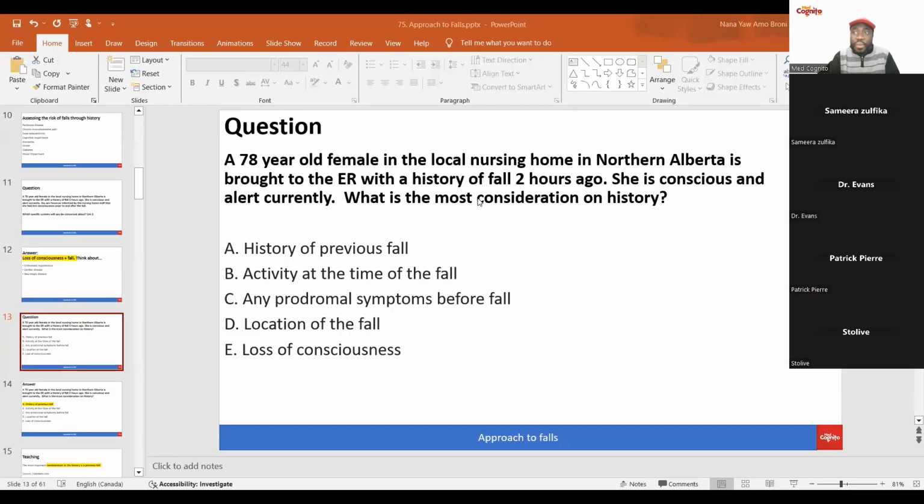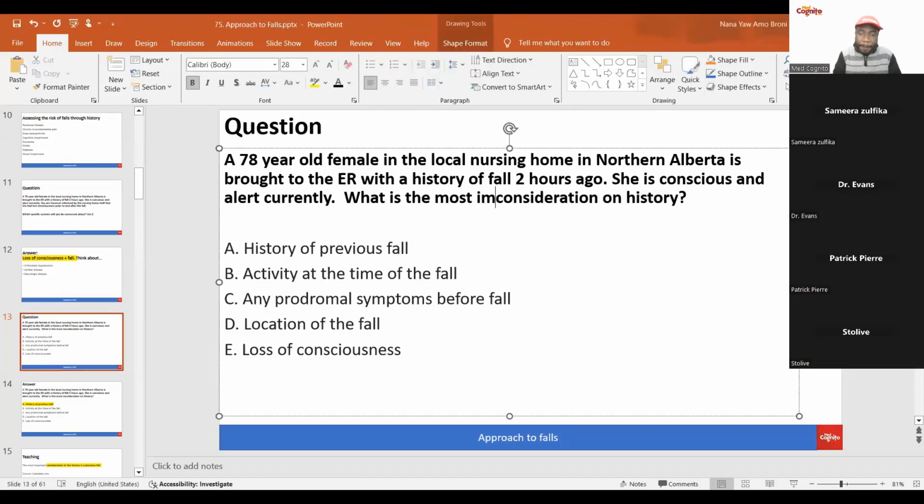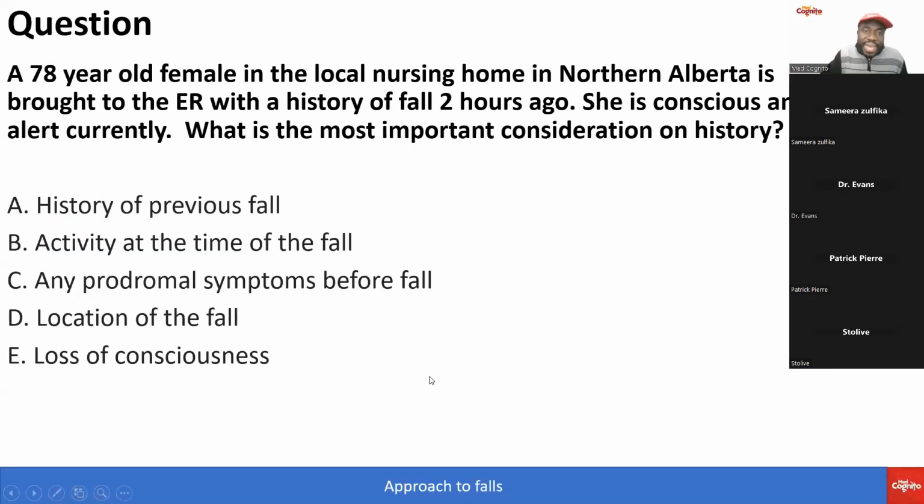Let me share my screen again and let me correct it. What's the most important consideration on history? A, previous history of fall. B, activity at the time of fall. C, any prodromal symptoms before the fall. D, location of the fall. E, loss of consciousness. What's the most important consideration on history in a patient who has had a fall?